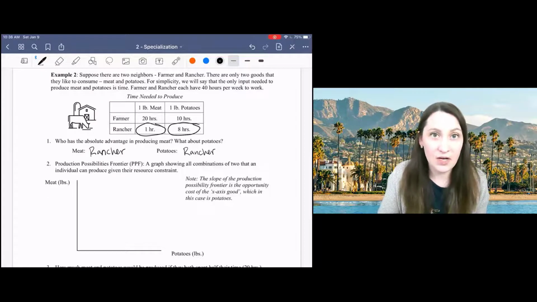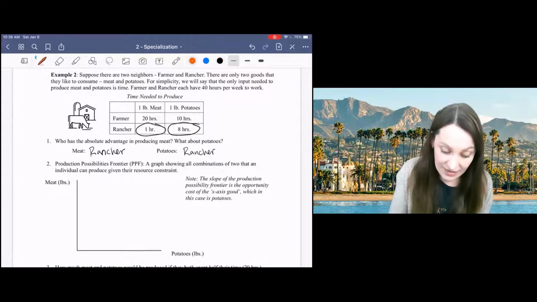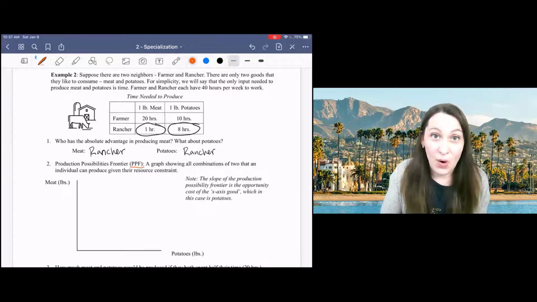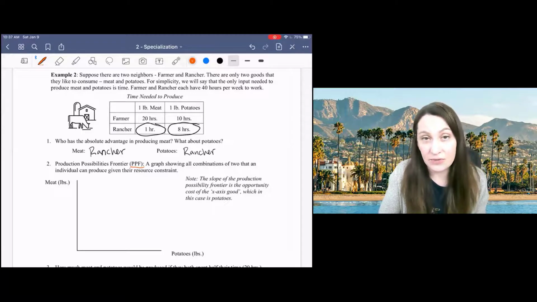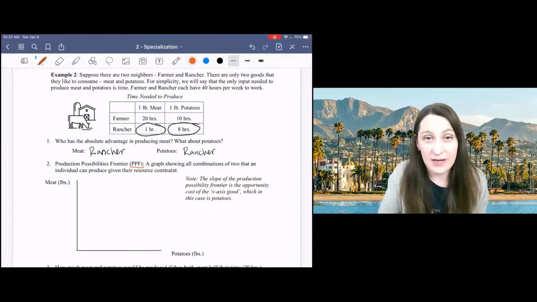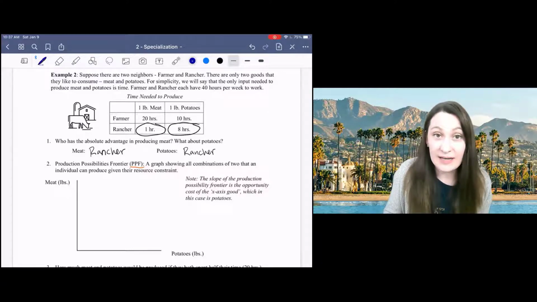So to do that, we make a graph called a production possibility frontier, which is really wordy, so it's abbreviated PPF. This graph will show all of the combinations of meat and potatoes that it's possible to produce given the resource constraint. In this case, our resource is time. We'll begin by plotting the farmer's PPF and the rancher's PPF separately, then join them together to show the benefits of specialization. So you'll notice here that we have potatoes on the x-axis and meat on the y-axis.